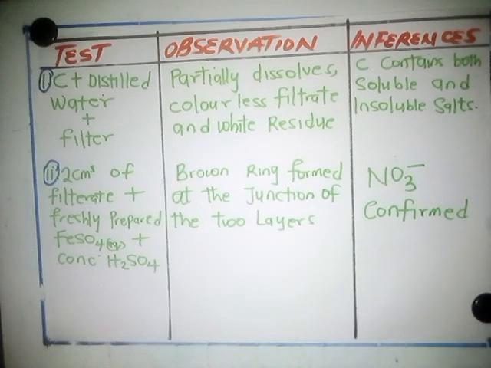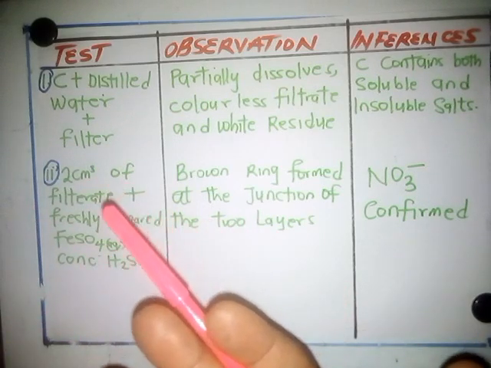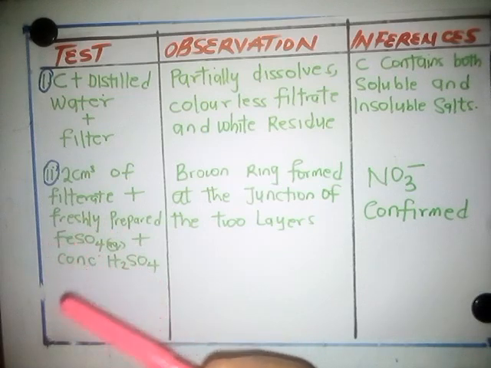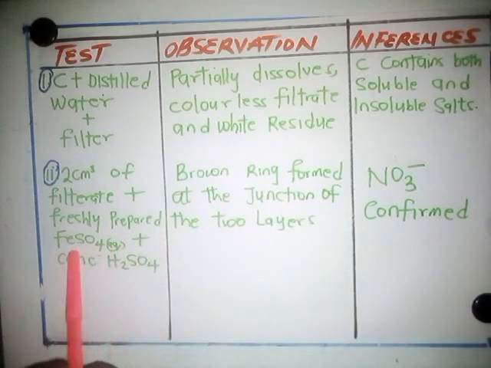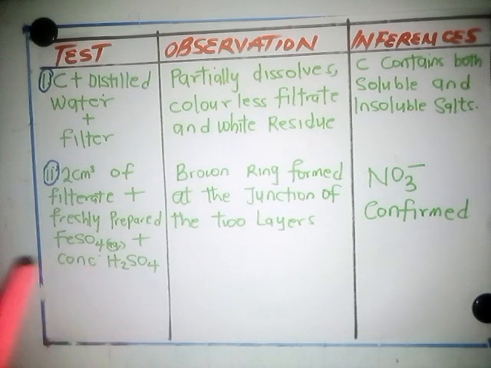Just in case you are asked, it's possible you might be asked in the third part of the question, why in performing the brown ring test is FeSO4, iron(II) sulfate, freshly prepared? The simple answer is that when you say freshly prepared, it means when you want to perform the experiment, you have to prepare this. Unlike this guy, this one is already there, you just bring it and add.